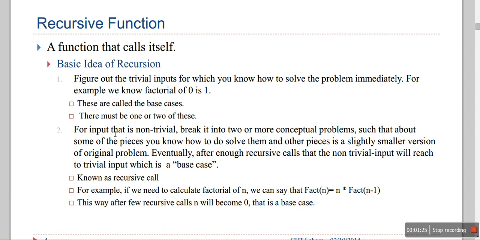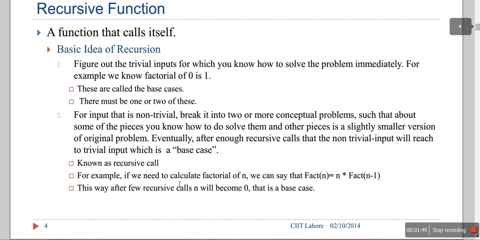The next step is for input that is non-trivial: break it into two or more conceptual pieces, some of which you know how to solve, and another piece that is a slightly smaller version of the original problem. Eventually, after enough recursive calls, the non-trivial input will reach a trivial input, which is a base case. This is known as a recursive call.